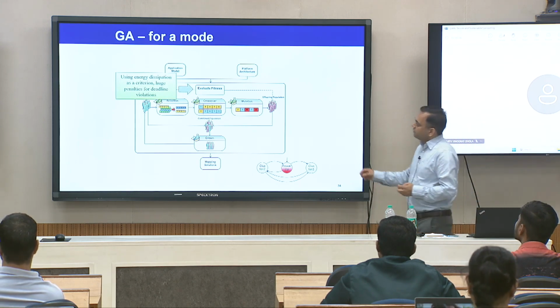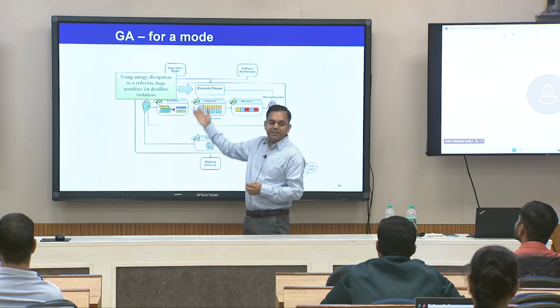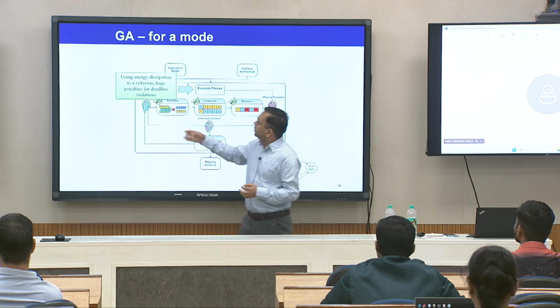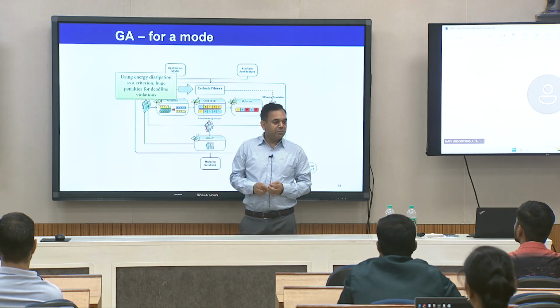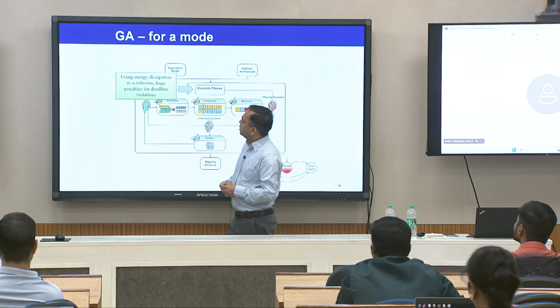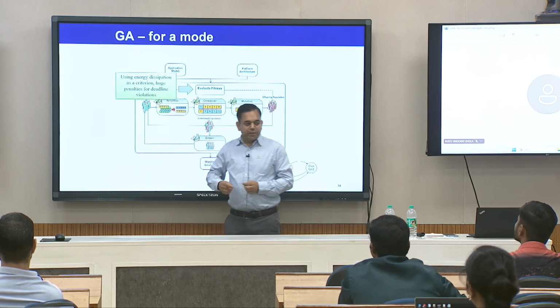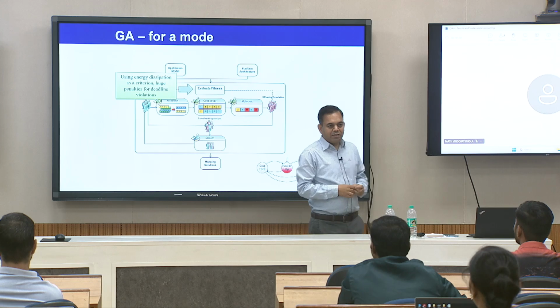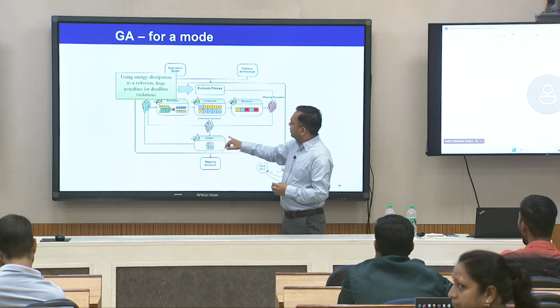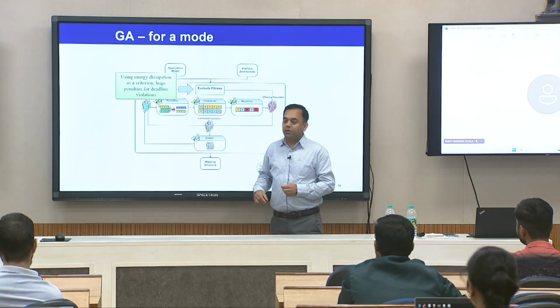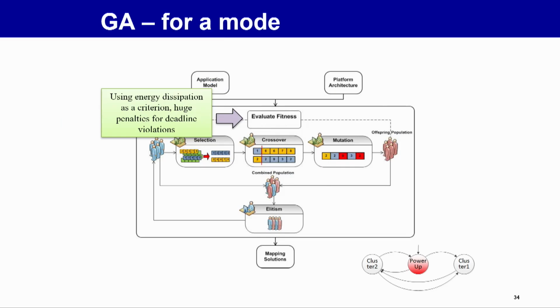Like I said, in the fitness you can set some criteria. You want to reduce the energy consumption because of sustainability goals, and you can put huge penalties for deadline misses because it is a safety-critical system. If you do that, the elite group will choose the population that tries to meet those goals.